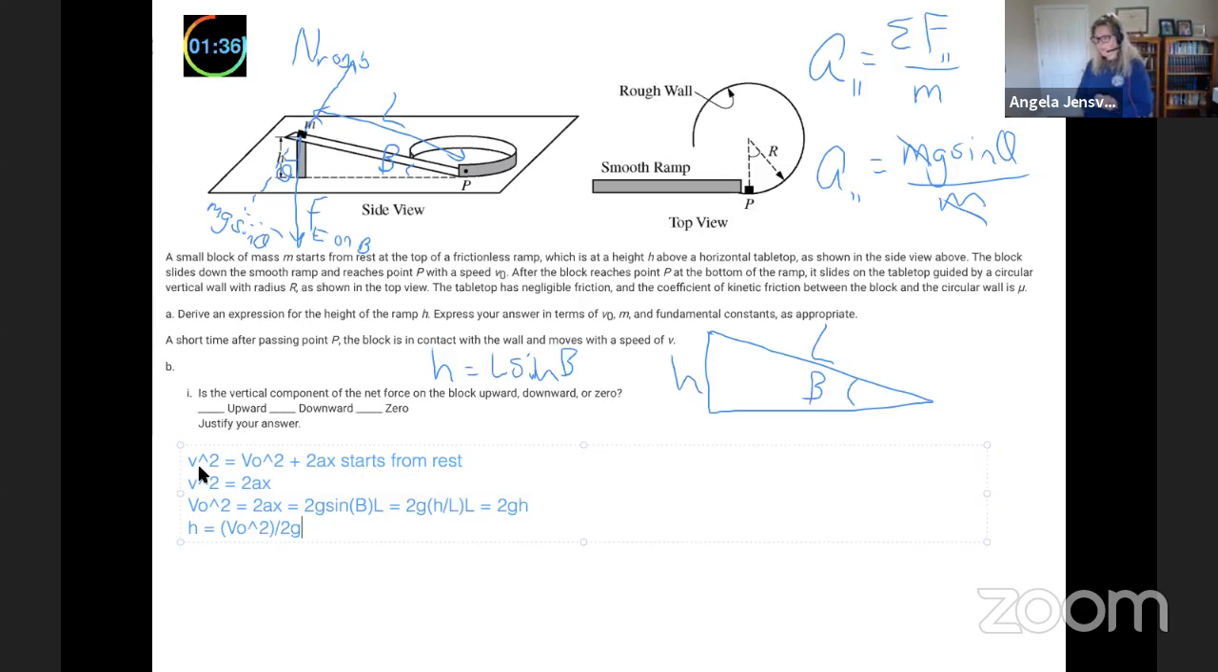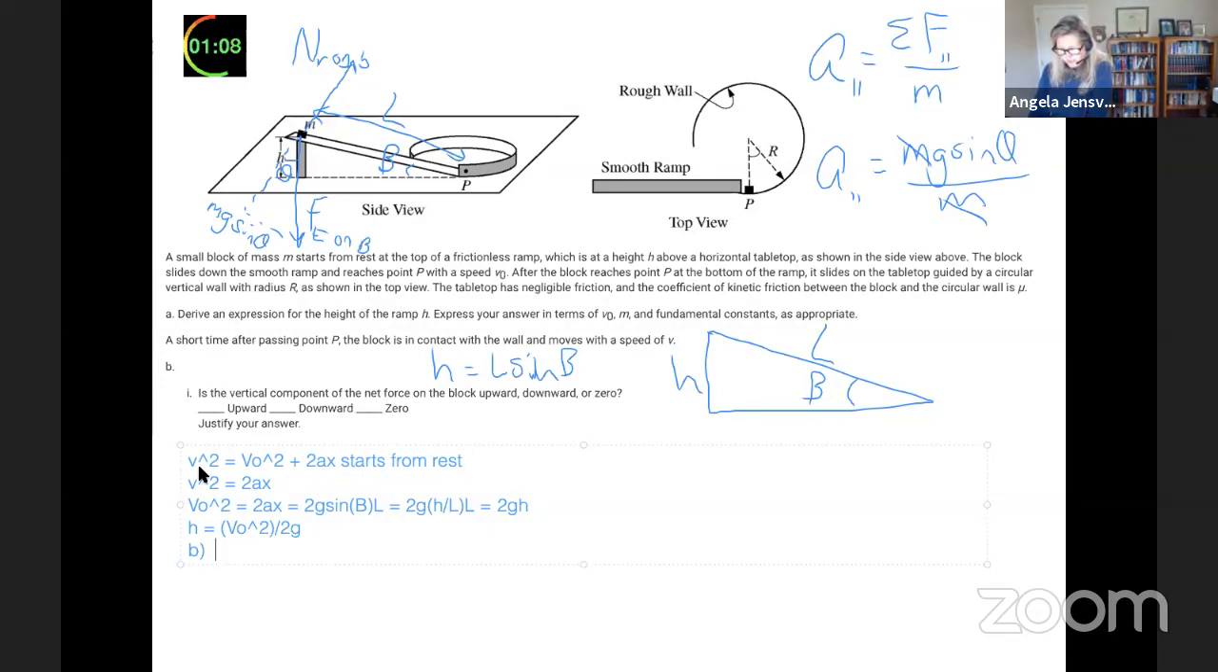I'm the one who decided what to call the angle, right? So I called it B. Now the second question is, a short time after passing point P, the block is in contact with the wall and moves with the speed V. Once it's in contact with the wall, moving in the circle, is the vertical component of the net force up, down, or zero? So I'm going to label this B.